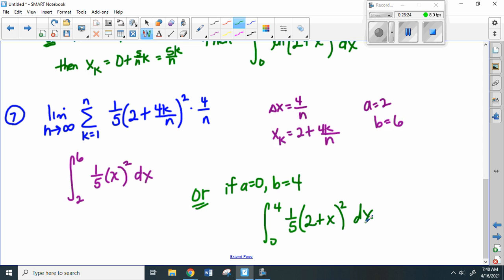Now, you've got to think about it. If you were to actually have to find the exact area, which one would be easier to integrate? The one that has a 2 plus x in parentheses, or the one that just has an x in parentheses? I think it would be easier to integrate this one. Neither one of them is very difficult, but I personally think this one would be easier.